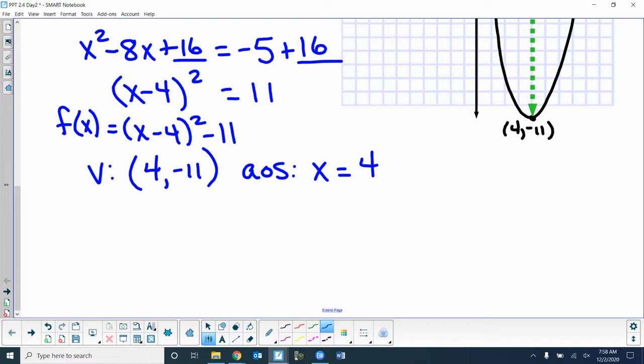Now, when you do it this way, to find your y-intercept, you go f of 0. So you go 0 minus 4 squared minus 11 and get that number.